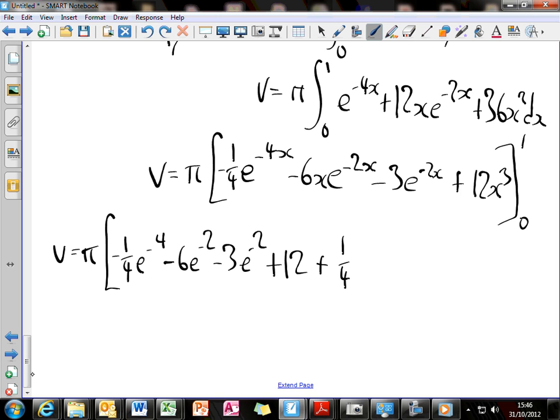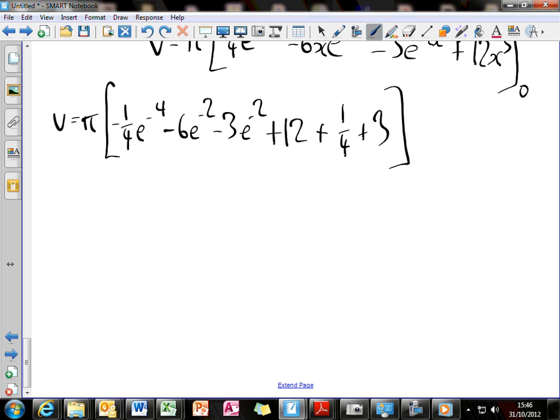Now, minus 6x e^(-2x), when I put 0 into that, that's going to disappear because it's minus 6 times 0. I'm going to be adding another 3 for the minus 3e^(-2x): I put 0 into that, I get minus 3, but because I'm taking away, it's going to be a plus. And then I'm going to be taking away 0. So that's it.